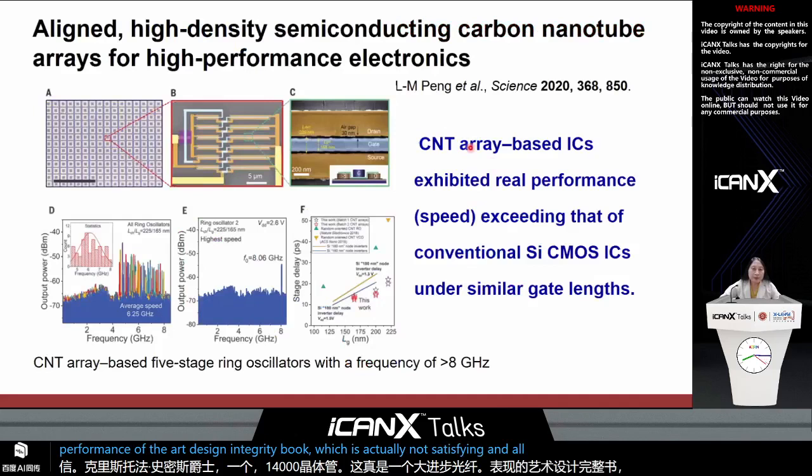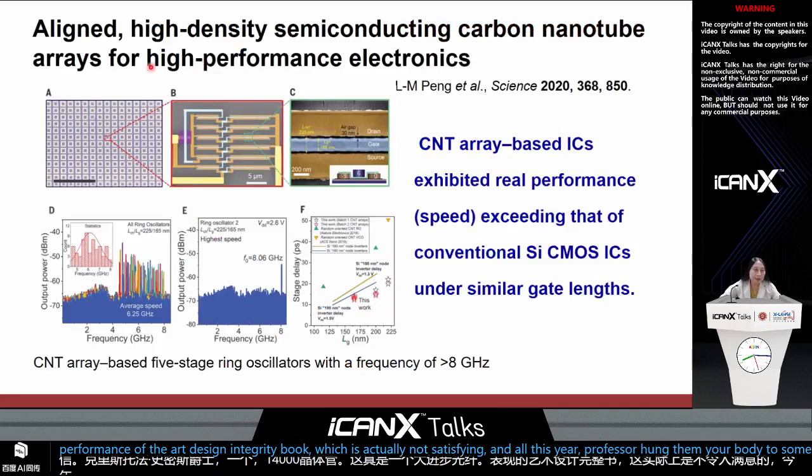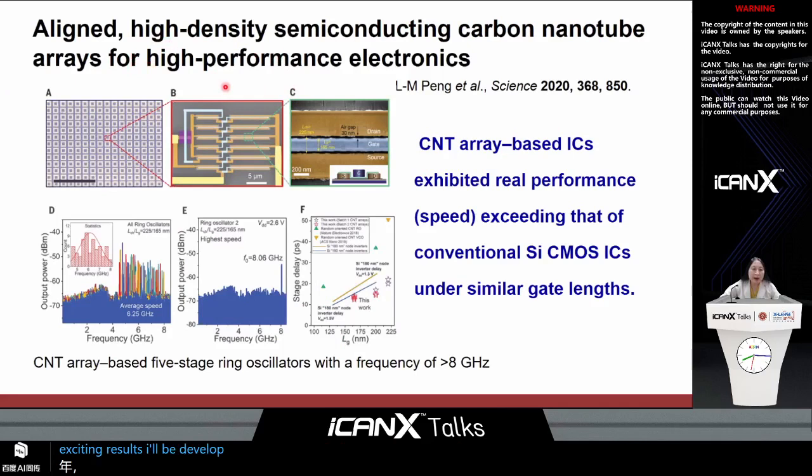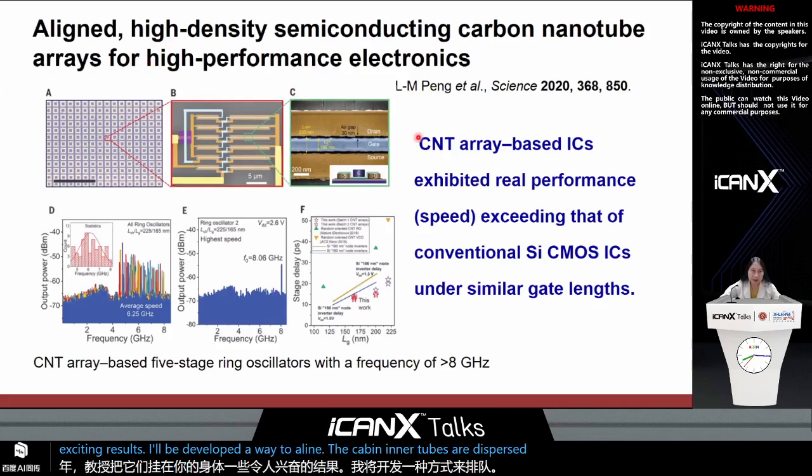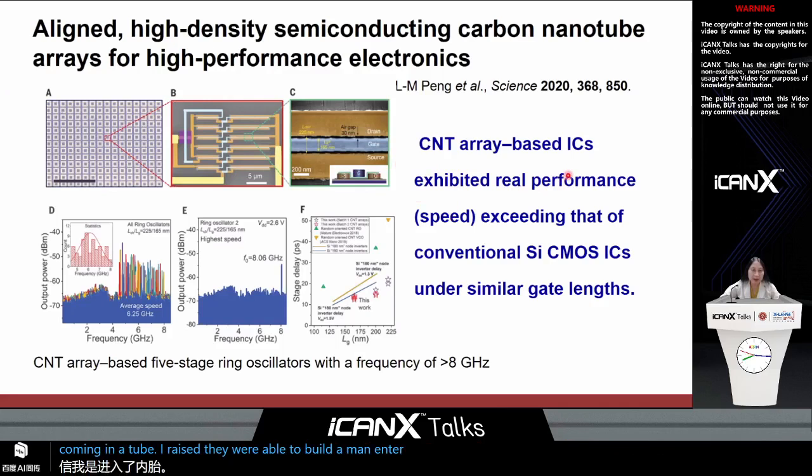This year, Professor Peng again reported some exciting results. They developed a way to align the carbon nanotubes dispersed in solution. With these well-aligned, condensed carbon nanotube arrays, they were able to build carbon nanotube based integrated circuits, which exhibited really great performance. It's exceeding all of silicon CMOS integrated circuits. This is really, very exciting news to us.